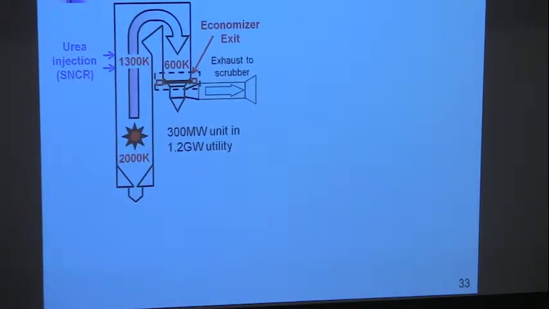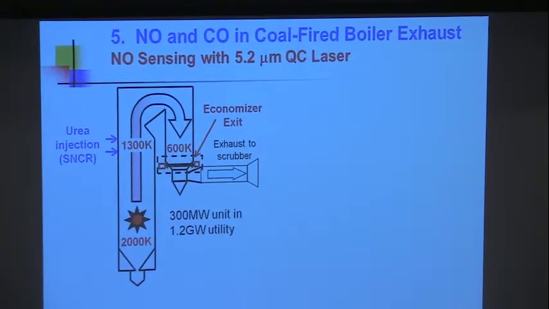So you can put some monitors up in the top of the stack and then have it running real time, and it could be optical, but it's not a very convenient place to be working. Okay, this was a 300 megawatt unit. They had 4 of these, I guess, totaling a gigawatt of power.